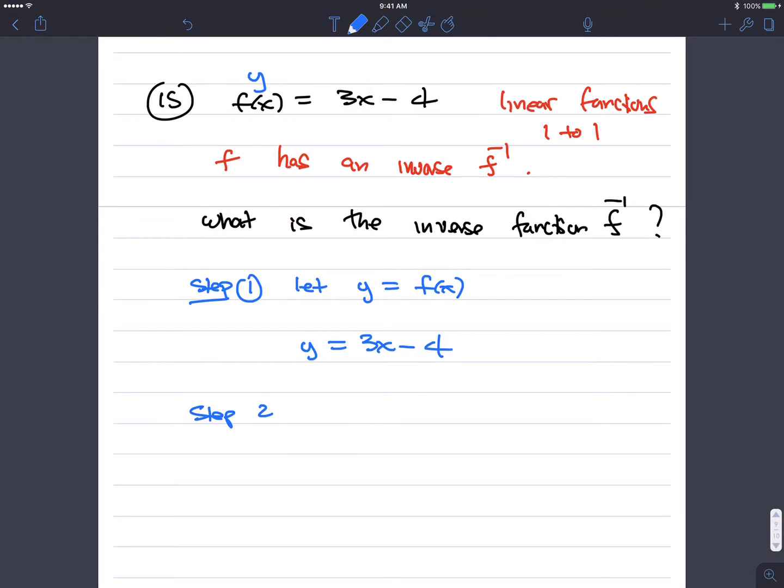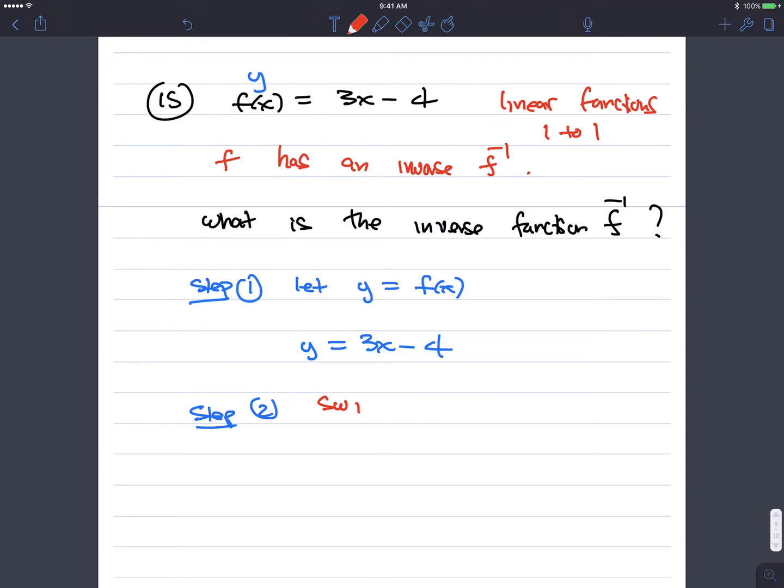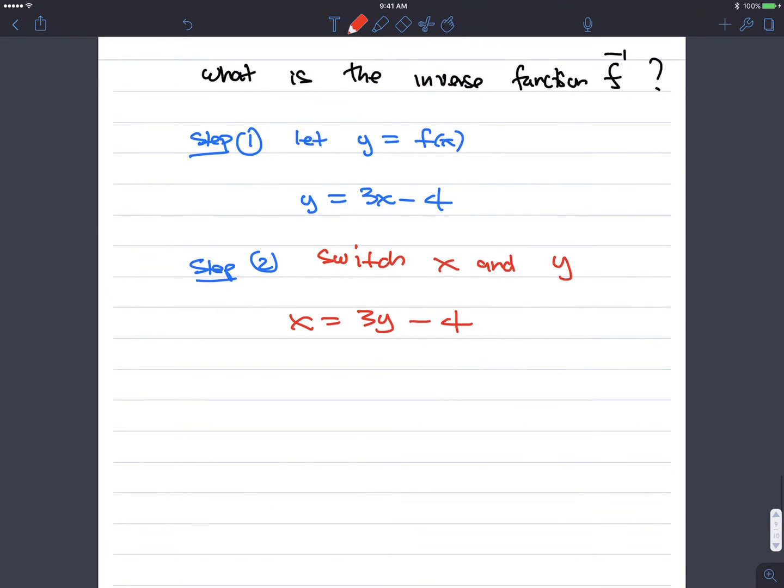Step 2 is probably the most important step. You're going to switch x and y. Switch those 2 values. Remember, how does an inverse function work? Your domain, the set of all inputs, becomes your range, and your range becomes your domain. You're switching these x and y values. So what that looks like here is that now x equals 3y minus 4.